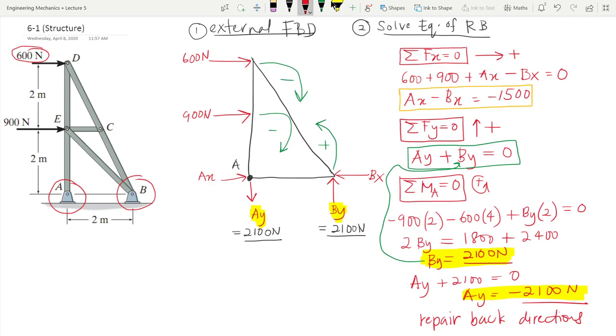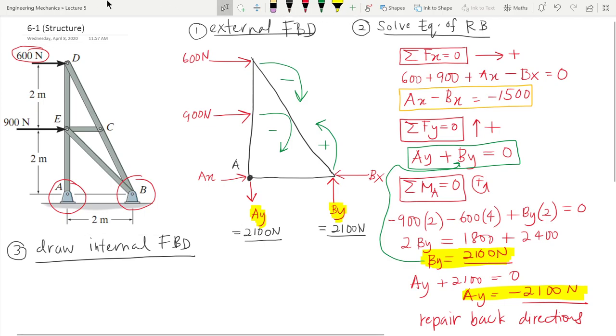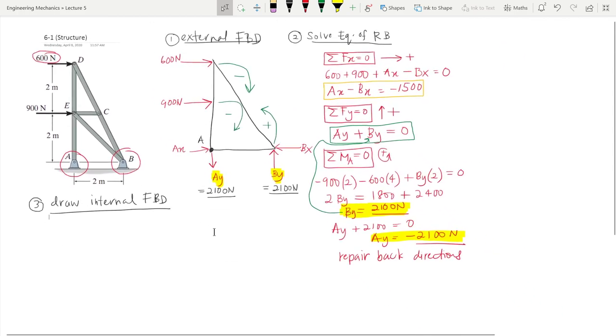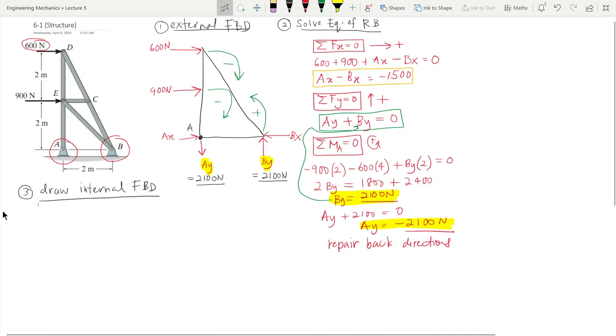So you've done two steps, solving external free body diagram and solving equilibrium of rigid body. Once you've done this, we're going to move on to the third step. Third step involves you to draw internal free body diagram. So let's draw an internal free body diagram, and it's going to be quite huge due to the complexity of the problem.